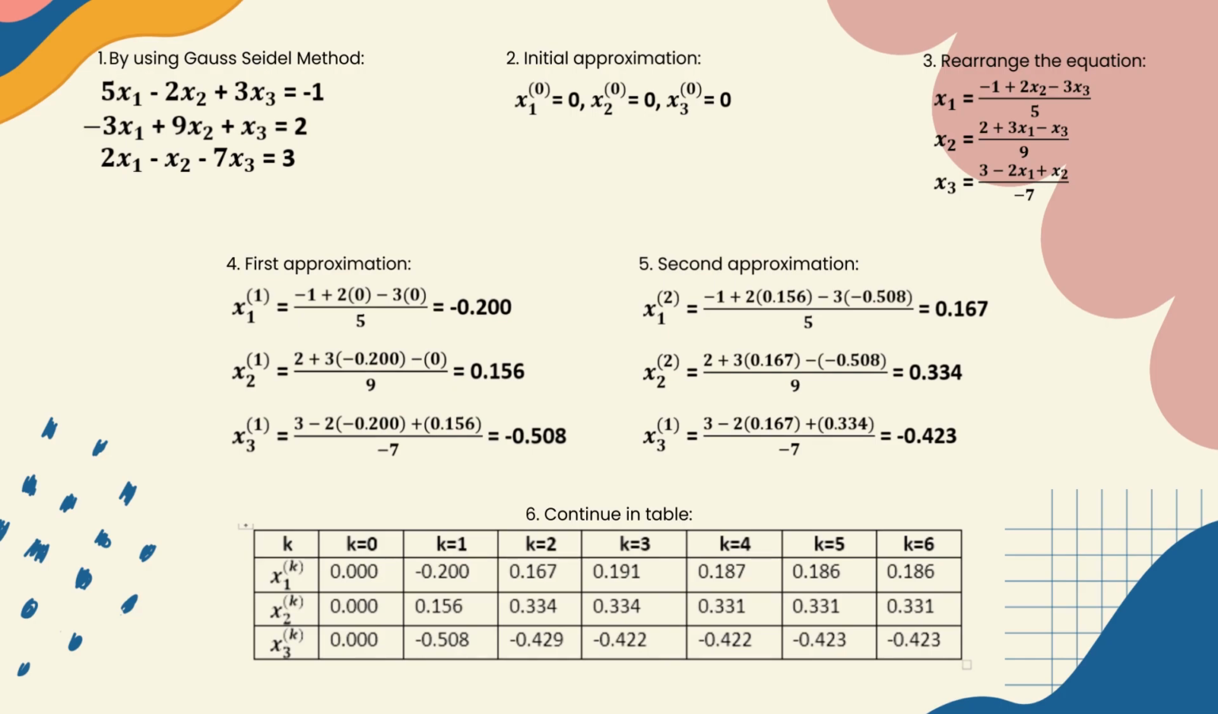As we can see, the values start converging at k equals 5 and k equals 6 as they form the same set of values for x1, x2 and x3, which is x1 equals 0.186, x2 equals 0.331 and x3 equals negative 0.423. Thus, we can conclude that by using the Gauss-Seidel method, the iterations start converging at k equals 5.